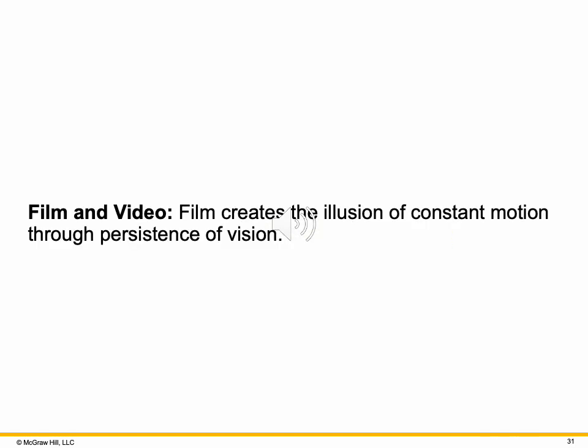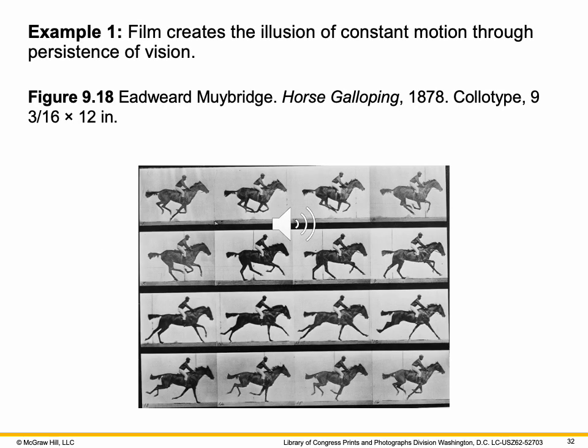Film and video. Film creates the illusion of constant motion through persistence of vision. Throughout history, artists have tried to create the illusion of motion in still images. To draw a running horse with absolute realism, for instance, the artist would have to freeze the horse in a moment of the run, but because the motion is too quick for the eye to follow, the artist has no assurance that the running horse ever really does look like a particular pose.